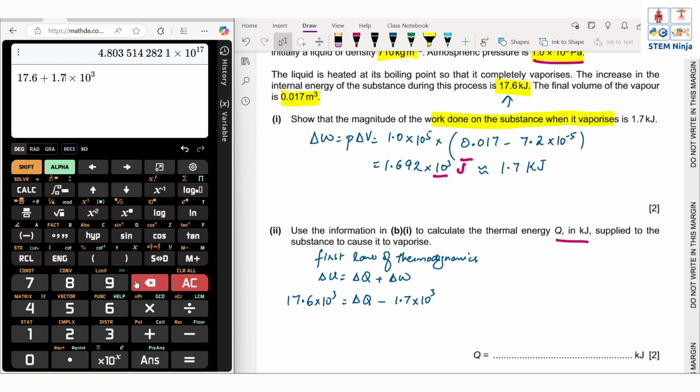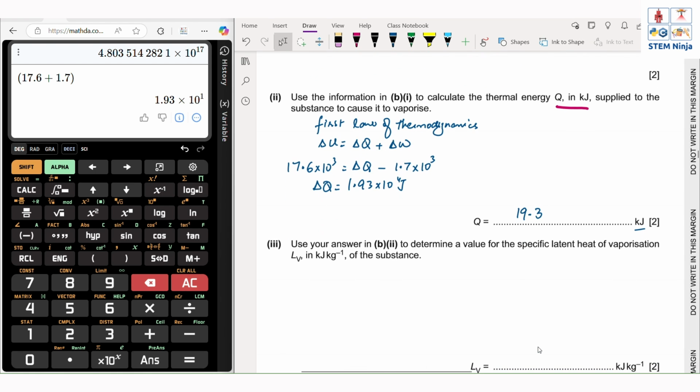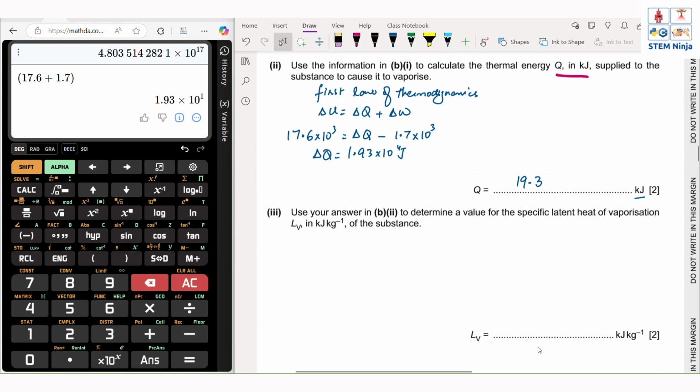So what we can do is put brackets around these two. So we get 1.93 times 10 raised to power 4 joules. So in kilojoules, it would be just without the 10 raised to power 3. We could have done this, 19.3 kilojoules.